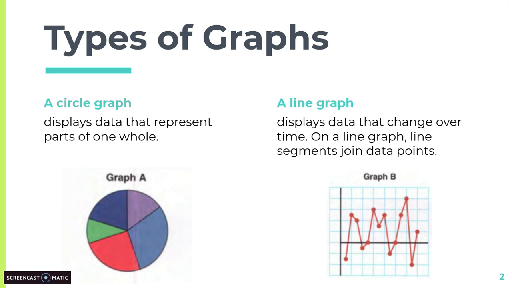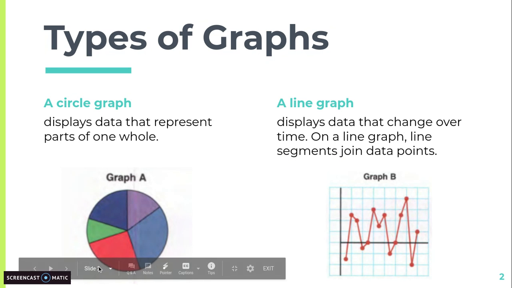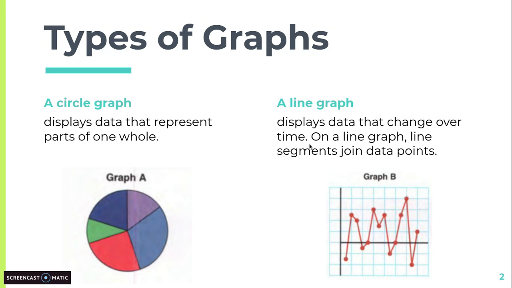All right, so the four types of graphs that we're going to focus on are a circle graph, a line graph, a scatter graph, and a bar graph. So a circle graph displays data that represents parts of a whole. So that's why we talked about percentages. And a line graph displays data that change over time. On a line graph, line segments join data points together.